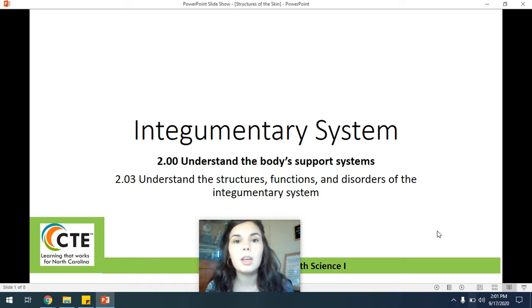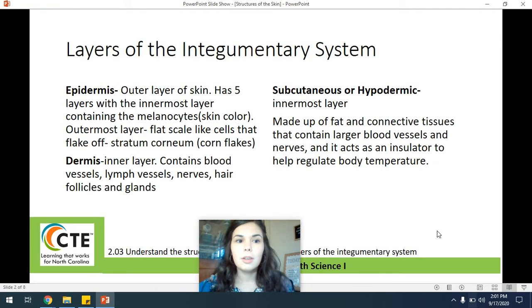And so today we're going to be talking about the structures of the skin as well as the functions of the skin. And then we will do disorders on a separate day because there's a lot of those. So let's start by talking about the three main layers of the integumentary system.